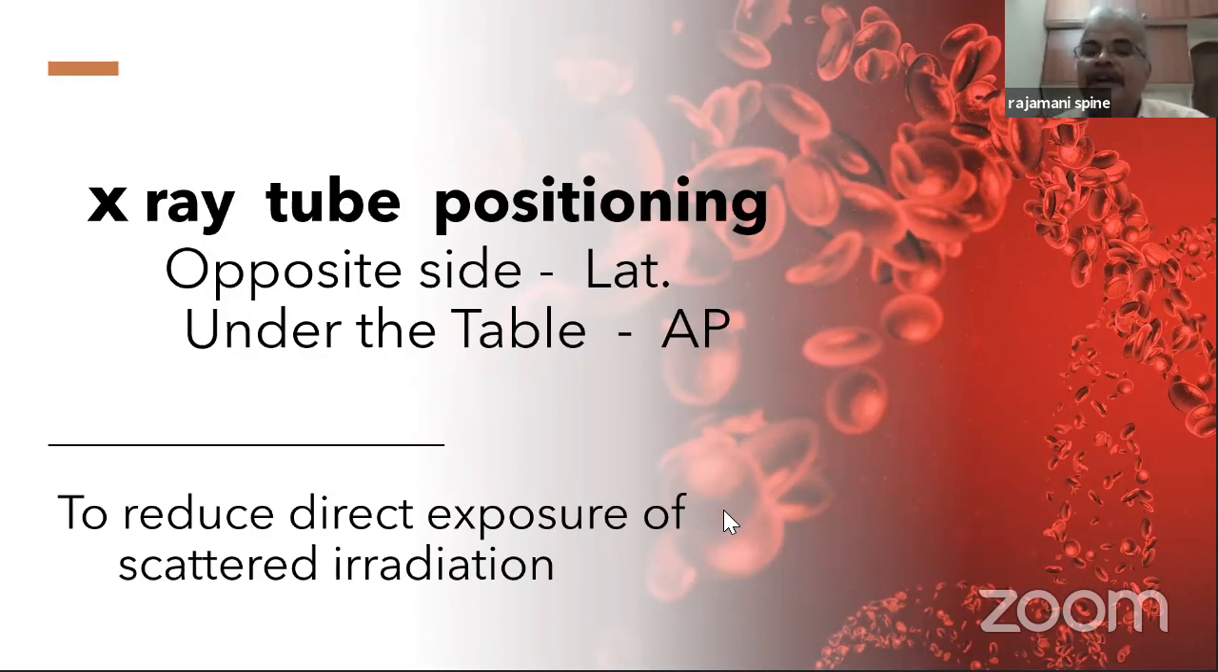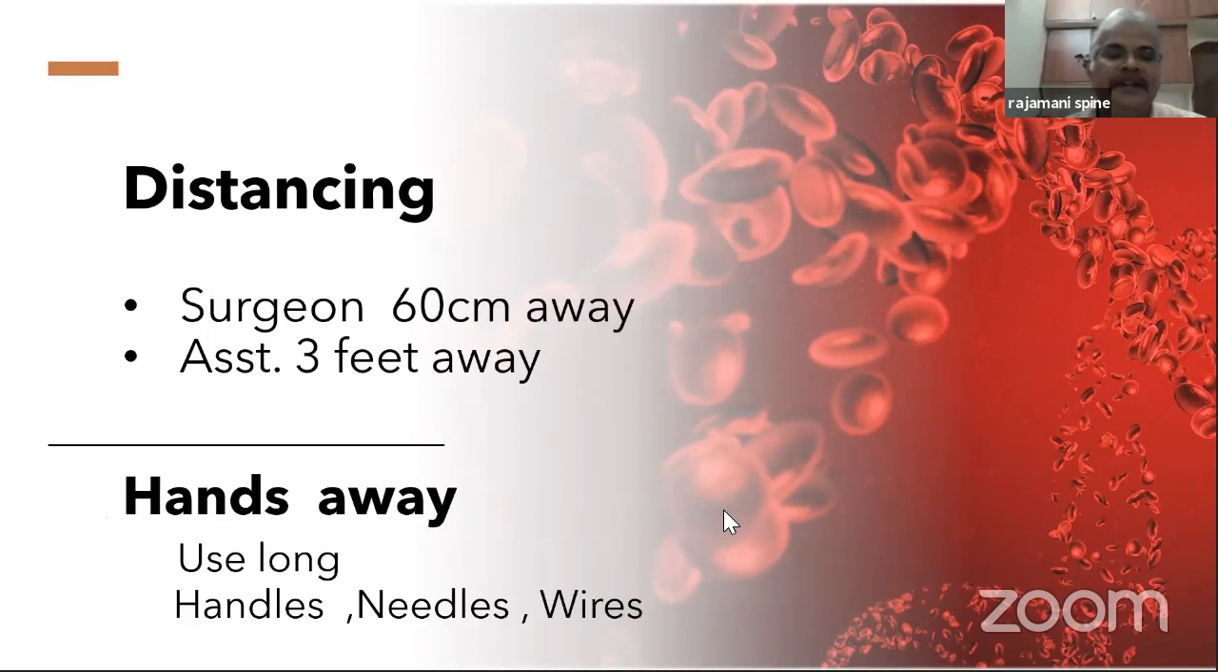Now it is very important how you position the C-arm. Better keep the X-ray tube on the opposite side. Suppose you are going to take an AP, keep the tube under the table, and expose the patient from below. This reduces direct exposure to scattered irradiation. Scattered irradiation comes at an angle, so those who stand on the sides will be more affected, and as a surgeon you stand on the sides. So it is mandatory to keep the X-ray tube on the opposite side to avoid scattered irradiation.